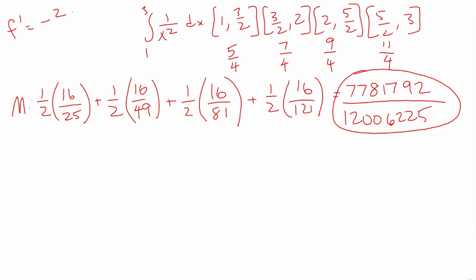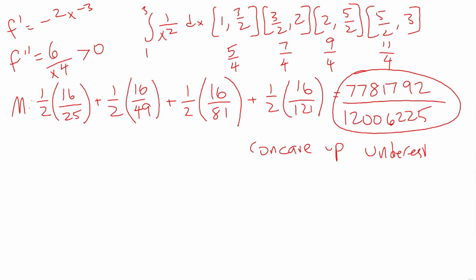Our f prime was negative 2x to the negative 3. So f double prime is going to be 6 x to the negative 4, or 6 over x to the 4th, which we know that's always going to be positive no matter what, which means that this function is going to be concave up. And if the function is concave up, then of course we should be getting an underestimate for our midpoint. This value is an underestimate of the true value.